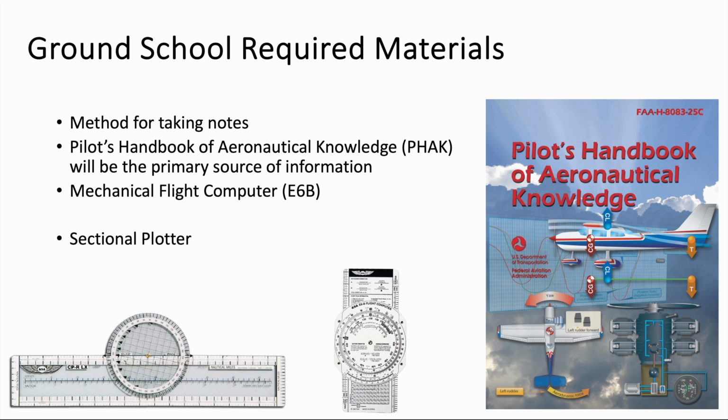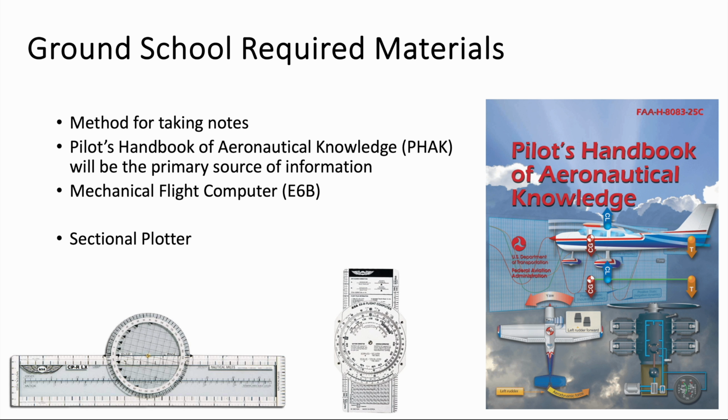Some other things you'll need are right here. This thing in the middle is called a flight computer, or E6B. It's this little device right here. You'll learn to hate this thing. So we use that, it's kind of an old school method to calculate things like time, distance, fuel burn, things like that for flight planning. A sectional plotter, which is just a ruler, really. So we use that to plot courses on a paper chart or map.